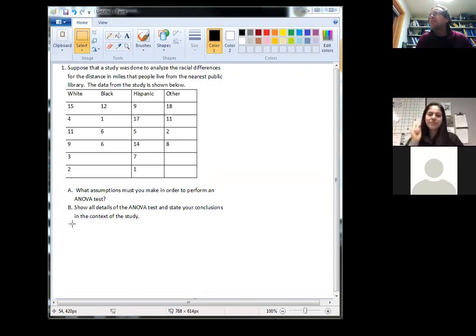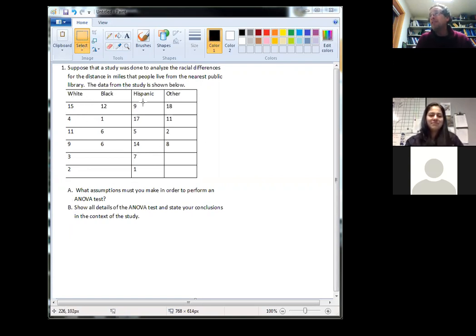Okay, so I want to mention a few things. We have a lot of assumptions to make with ANOVA, and you don't want to take these lightly. Most of the time, you're not going to be able to use ANOVA because of the assumptions. It's just not possible. But we'll talk about them. So let me list the assumptions that we're going to have to make.